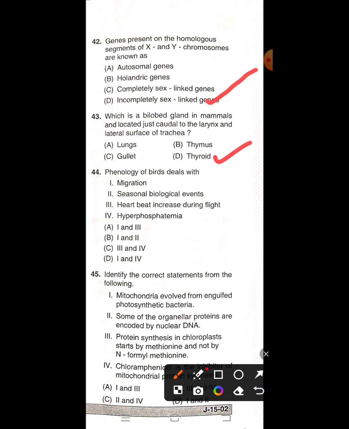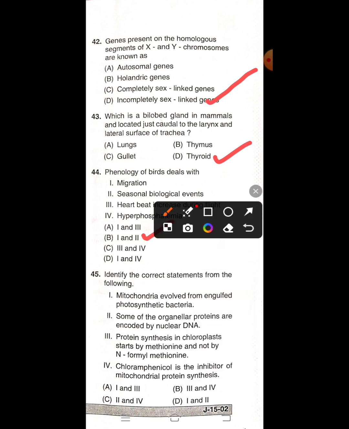Phenology of birds deals with. Four statements are given: migration, seasonal biological events, heartbeat increase during flight, hyperphosphatemia. You have to pick the correct statements about phenology of birds. For this the correct answer is 1 and 2, that means migration and seasonal biological events. So they are appropriately related to phenology of birds. Okay, let's see the next question.